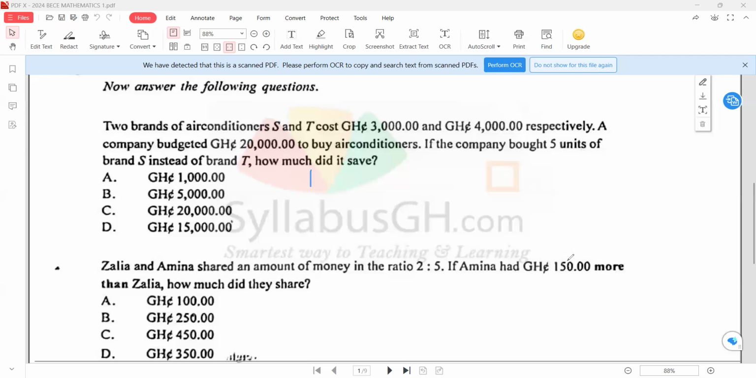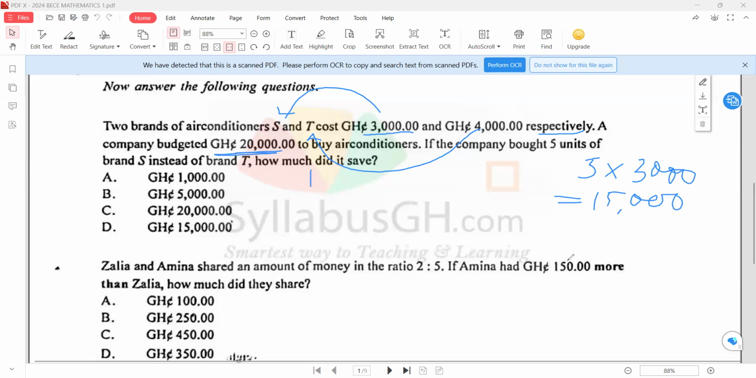The company bought 5 units of brand S instead of brand T. So the point is, how much is brand S costing? Brand S is costing 3,000 cedis. Don't forget, once you see the word respectively, you mean the first for the first and the second for the second. So brand S is costing 3,000. If the company is buying 5 units of it, it's going to cost 5 times 3,000 Ghana cedis, which would amount to 15,000 Ghana cedis.